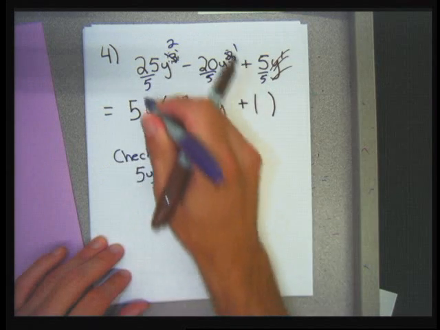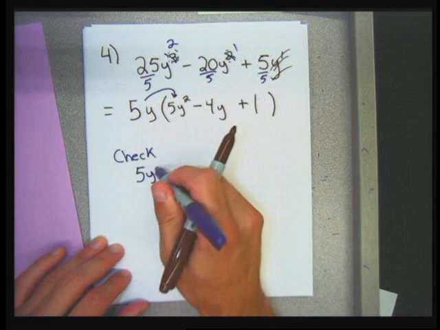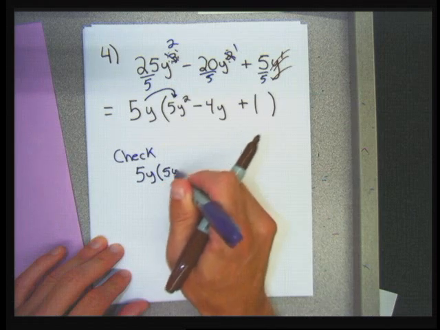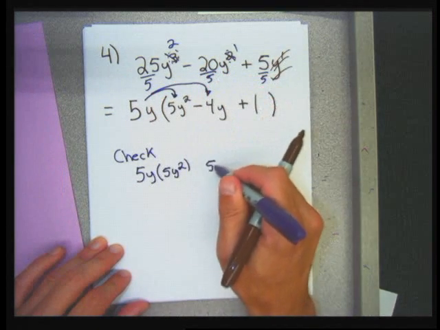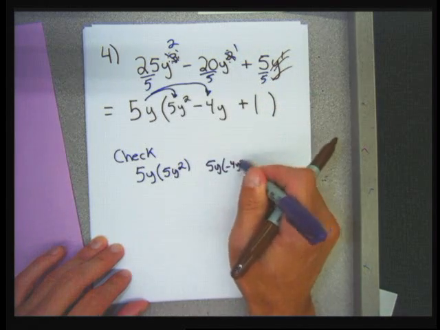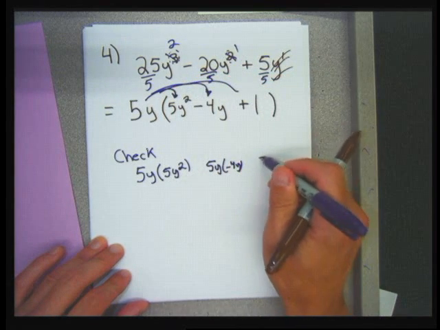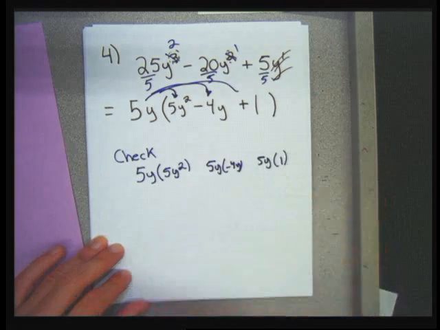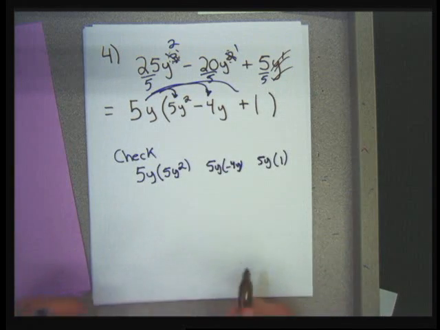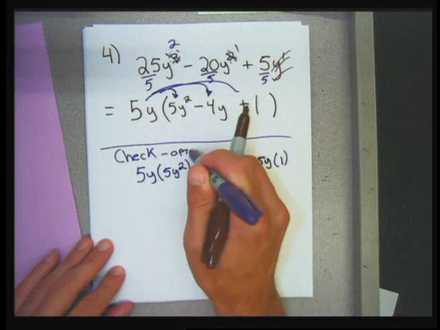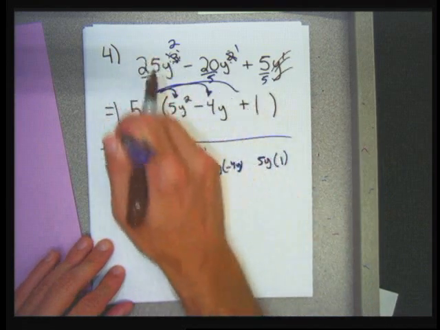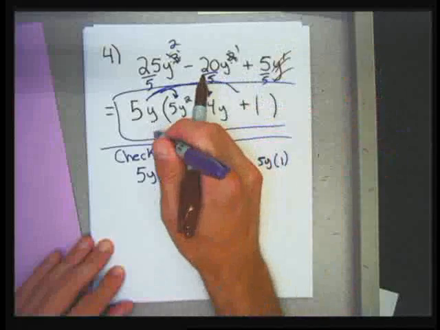So anyways, for checking, I'm going to take the 5y that I put in front of the parentheses and multiply it by each term inside the parentheses. Checking is optional, but it'll guarantee you of a right answer. This is my answer, and I don't really have to go further.